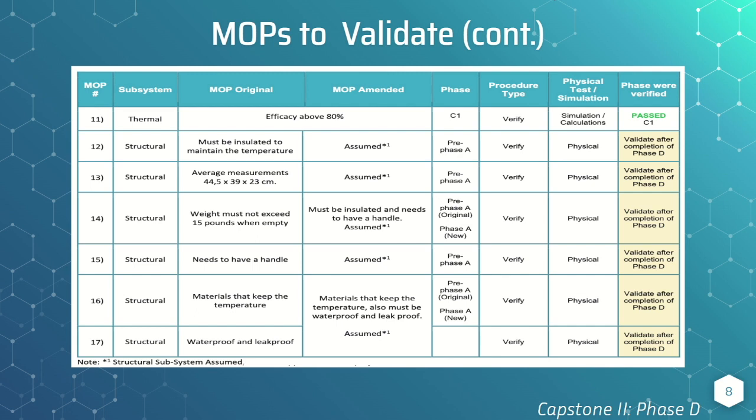It was established between pre-phase A and phase A, when they were established by the previous member. The procedure type will all be verified. The physical test will be done to prove and verify them. The phases in which they will be verified are after the completion of phase D, as we need the physical prototype in order for it to be validated.